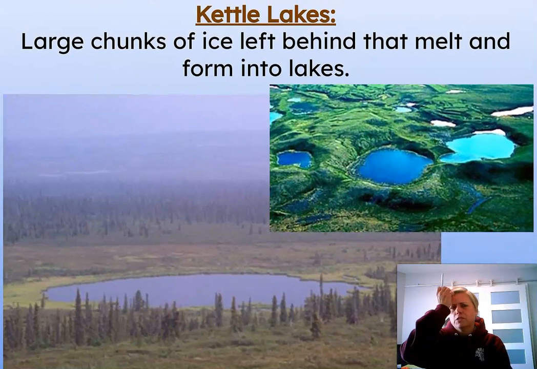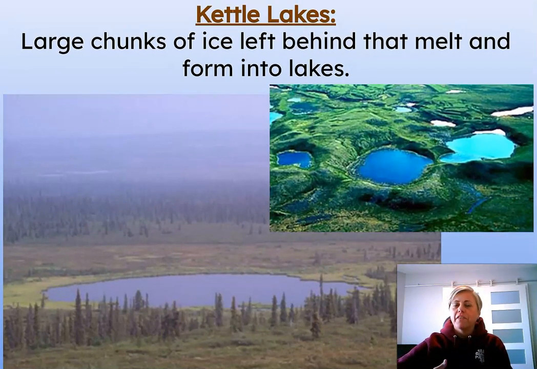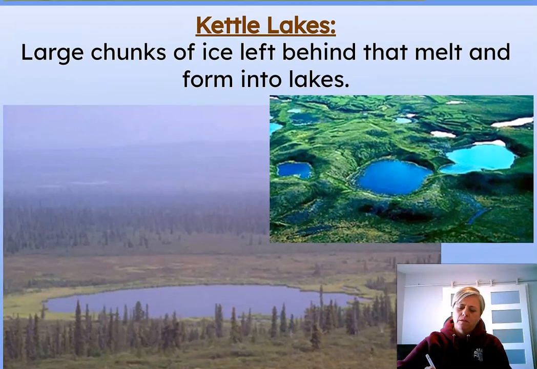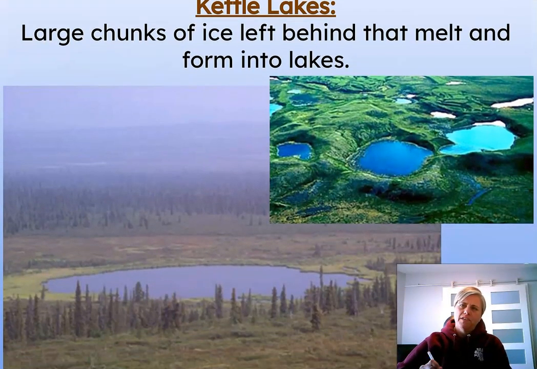Now sometimes big chunks of ice, huge chunks of ice, break off. And where they break off and they melt, they form kind of like an instant lake. So you have lots of formations of kettle lakes forming in areas where glaciers once were. Some cute little circular, very circular pattern for the most part. Kettle lakes.